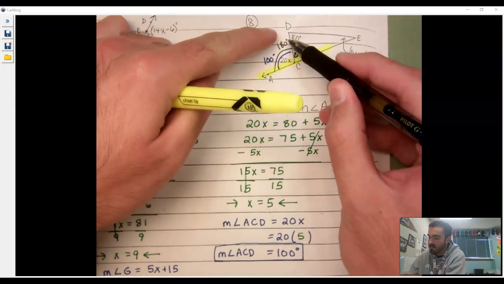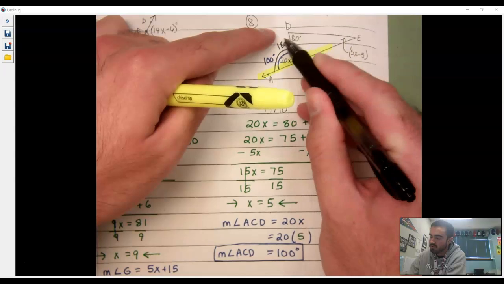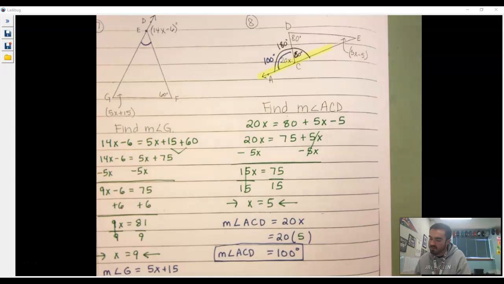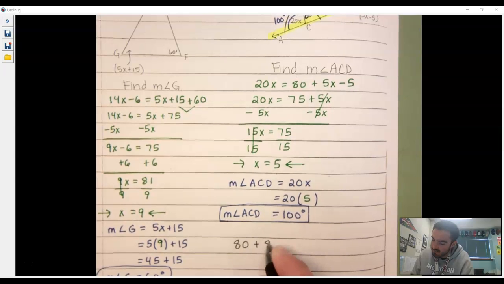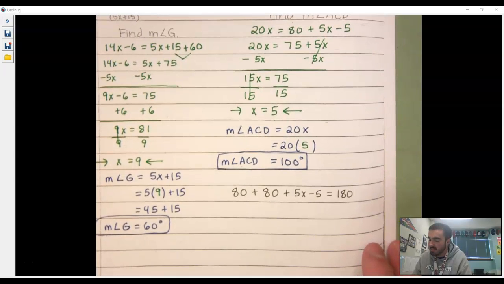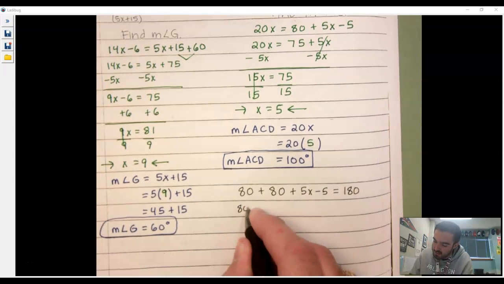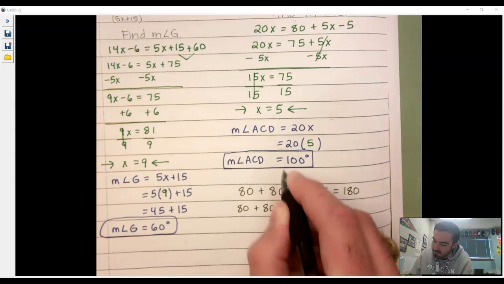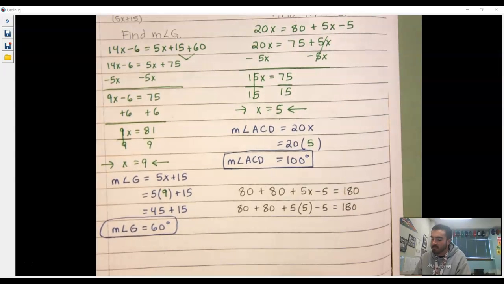So let's check our work. That means that this angle, this angle, and this angle, since they're all in a triangle, should add up to 180 degrees. So in theory, we would have 80 plus 80 plus 5x minus 5 is all going to equal 180 degrees, because they all are in a triangle. So let's test that theory. Remember, we know x is 5. So I could have 80 plus 80 plus 5, I'm going to plug in that 5, minus 5 equals 180. Let's see if this is true.